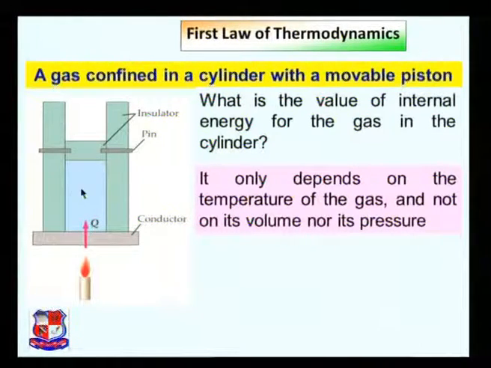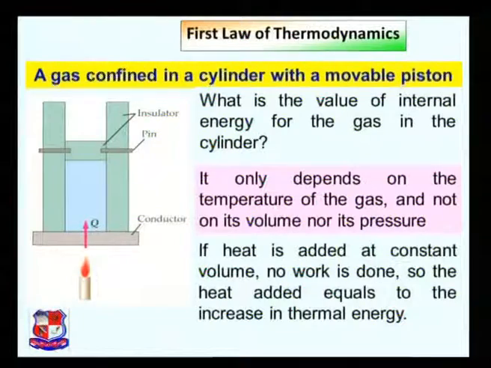Here the gas is there. The internal energy only depends on the temperature of the gas and not on its volume or its pressure. The internal energy is fully a function of temperature, and if the heat is added at constant volume, say here, if the volume remains constant and heat is continuously added, no work is done. Yes, the piston is not allowed to move, so work is not done. So the heat added is equal to the increase in thermal energy. Here thermal energy will increase.